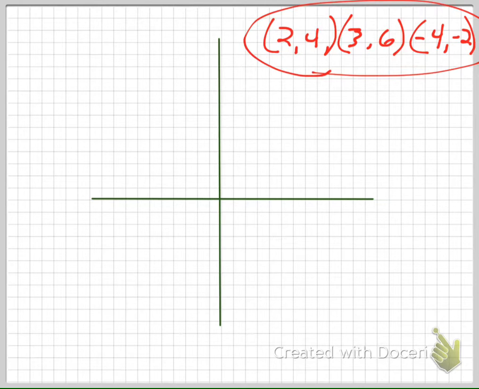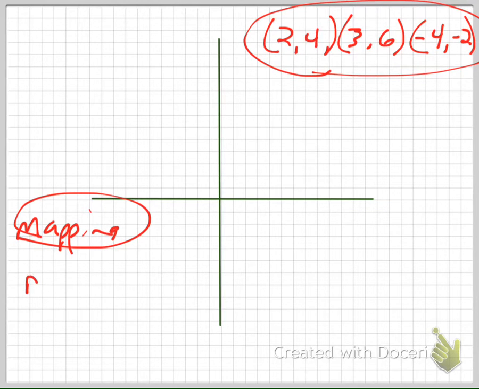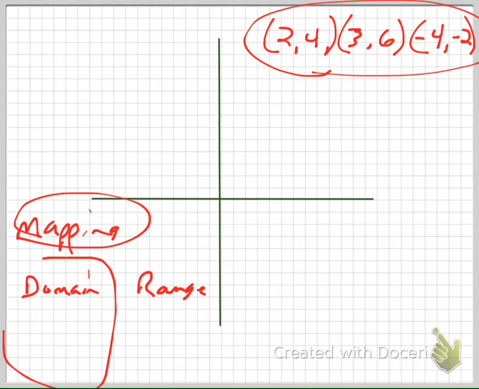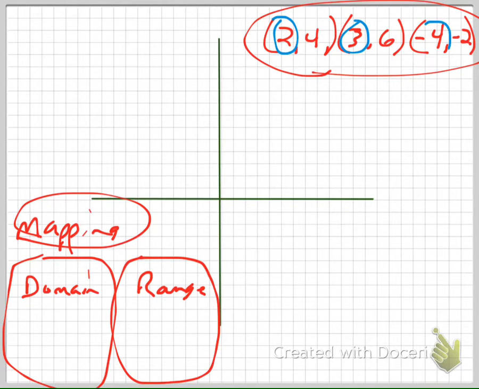I'm going to show you now how to make what is called a mapping. A mapping looks like this. You have domain and you have range. You ever heard those words before? The domain and the range look like this. The domain is all the numbers that deal with x, and the range is all the numbers that deal with y. So in our ordered pairs, the numbers that deal with the domain are that guy, and that guy. They're the x's.